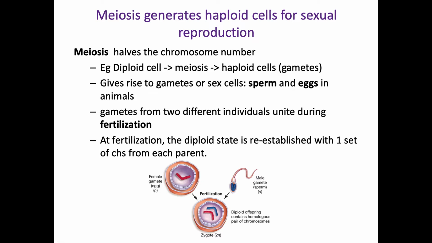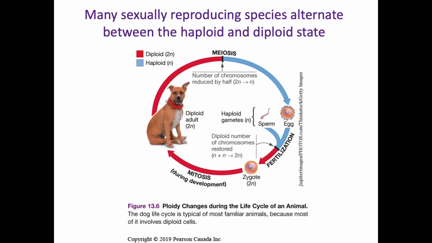This movement between the haploid and the diploid state is part of the life cycle of most eukaryotic organisms. Humans and most animals spend most of their life cycle in the diploid state. So here we see the life cycle of a dog, and it shows you the movement between the haploid and the diploid state during the life cycle. In a regular adult dog, almost all of the cells are diploid. The only haploid cells are those that are produced for sexual reproduction.